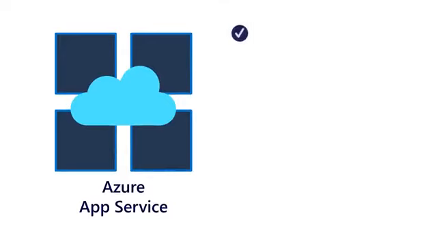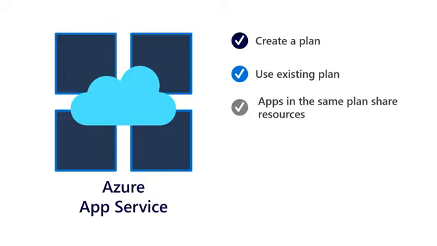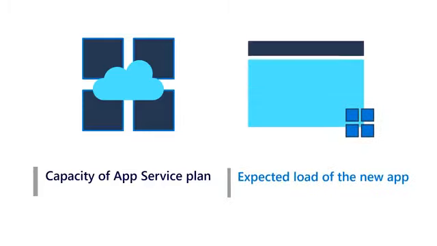When you deploy your apps, you can create an app service plan, or you can continue to add apps to an existing plan. However, apps in the same app service plan share the same compute resources. You should determine whether the new app has the necessary resources. To do that, you need to understand the capacity of the existing app service plan and the expected load for the new app. Overloading an app service plan can cause reduced performance or downtime for your new and existing apps.